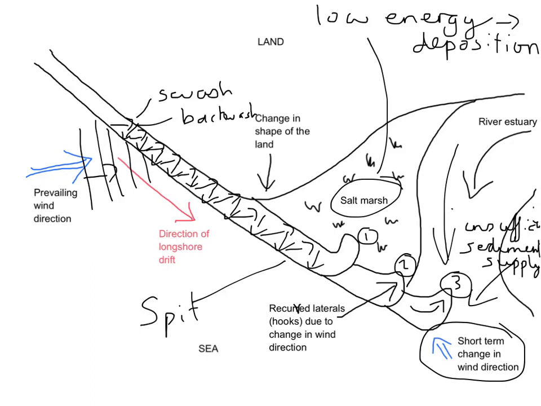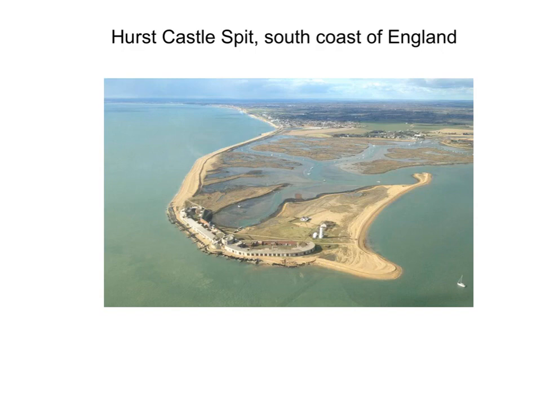And we can see an example at Hurst Castle Spit down on the south coast of England, and you can see the mainland here, and this is the change in direction of the mainland, and then the spit starts to extend out in this direction.